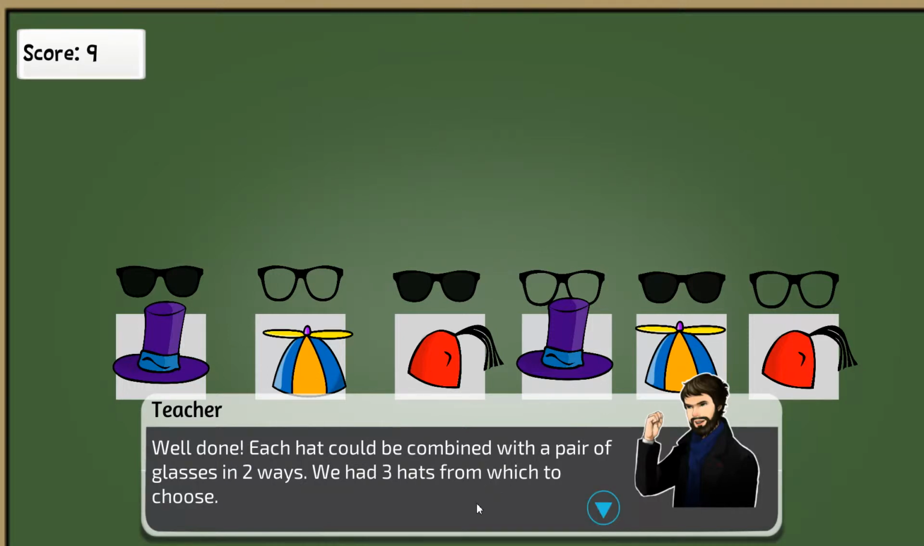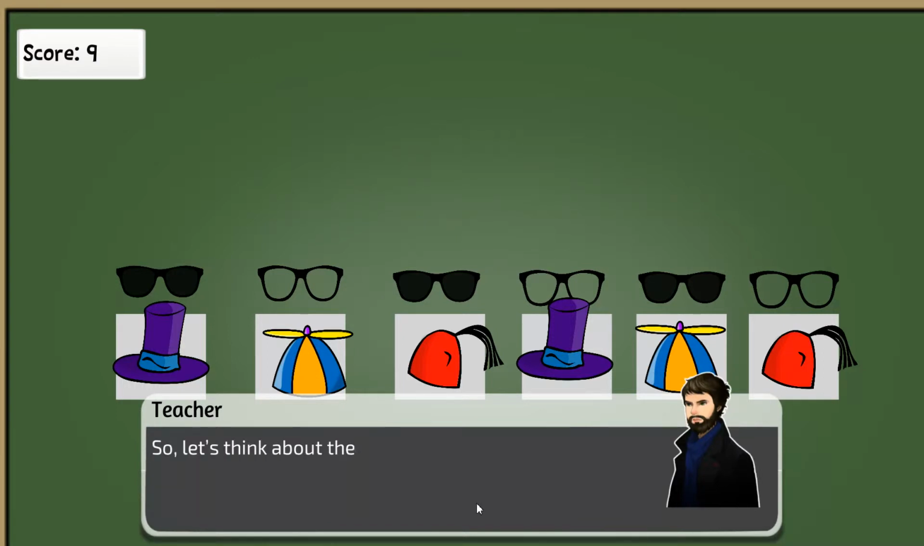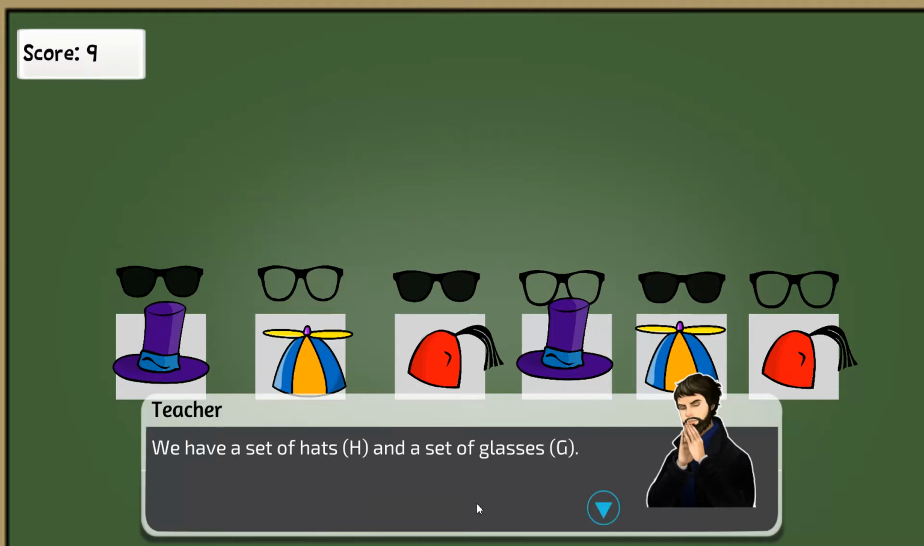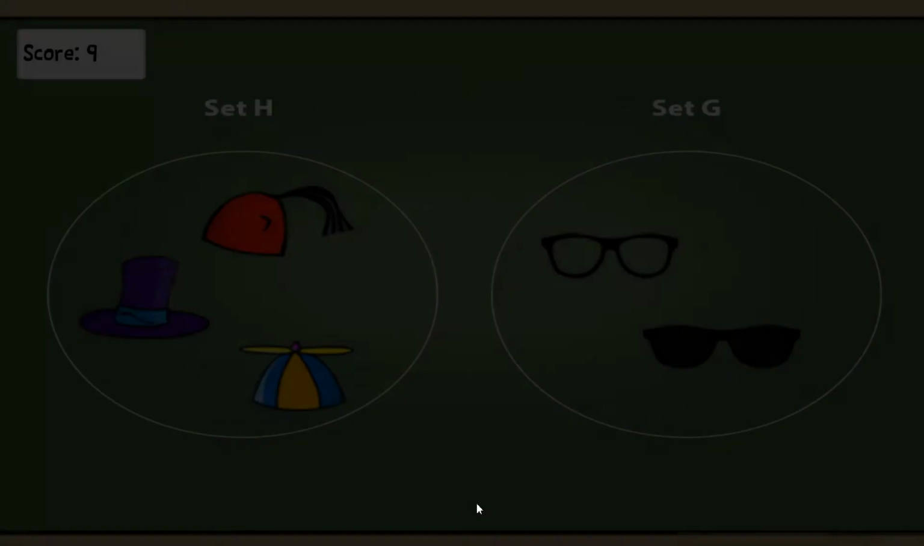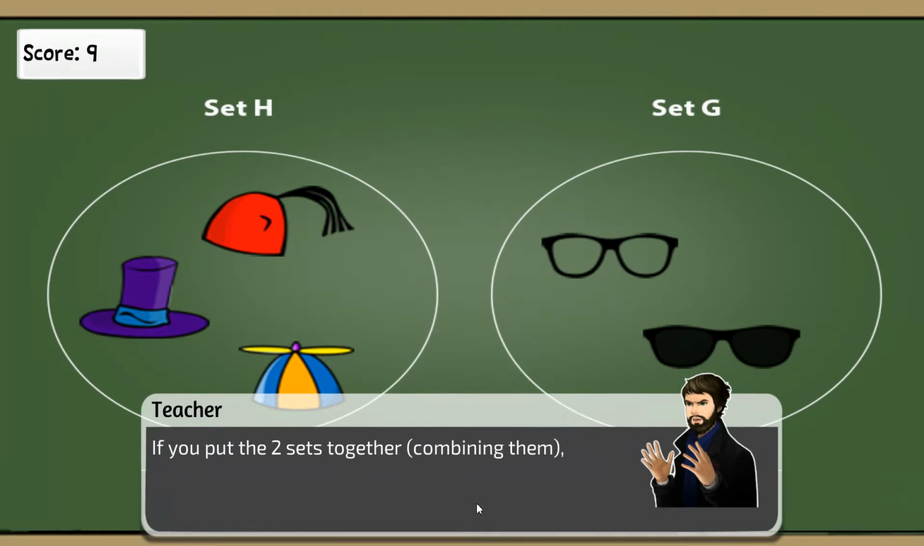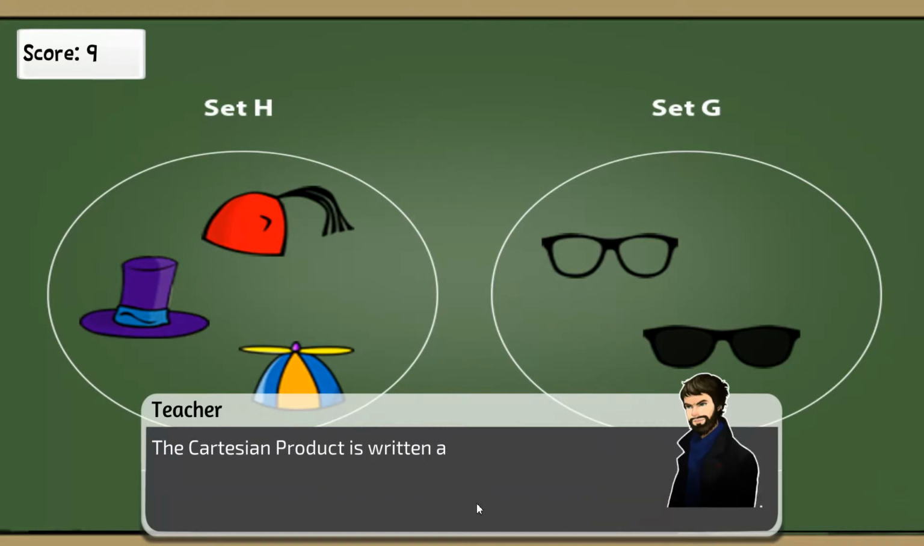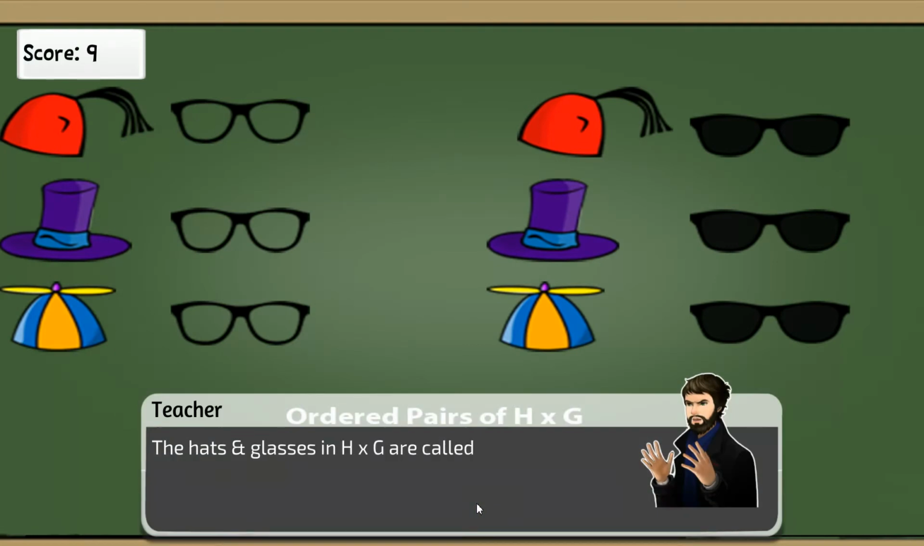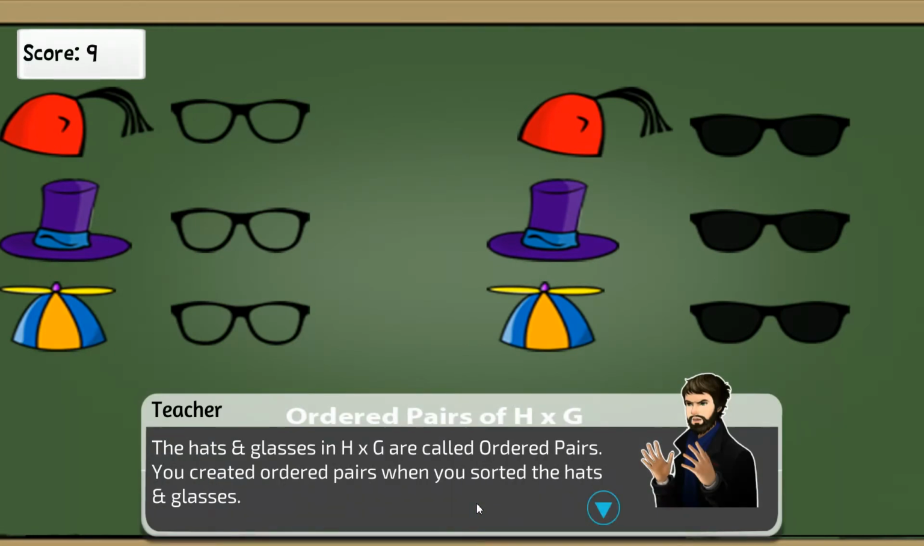We had 3 hats from which to choose, so, let's think about the hats and glasses in terms of sets. We have a set of hats, H, and a set of glasses, G. If you put the 2 sets together, combining them, you create a new set called the Cartesian product. The Cartesian product is written as H×G. The hats and glasses in H×G are called ordered pairs. You created ordered pairs when you sorted the hats and glasses.